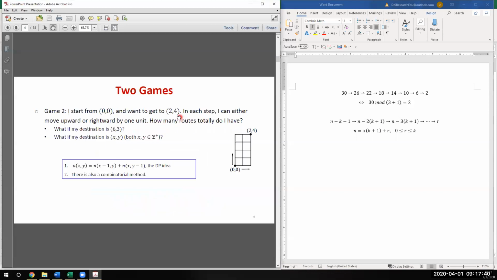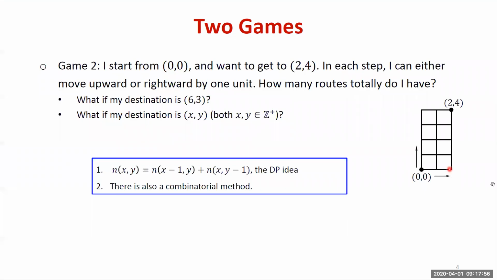Okay, let's have a look at the second game. Probably you have seen the second game in your SAT class, SAT exams or something similar. So the problem is that here I'm at this point 0, 0. Let me maximize. Oh, here we go. Here I'm at 0, 0, and I want to reach this point 2, 4.